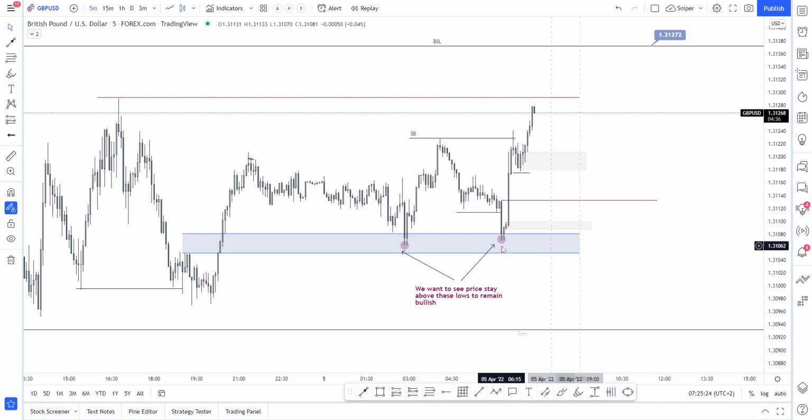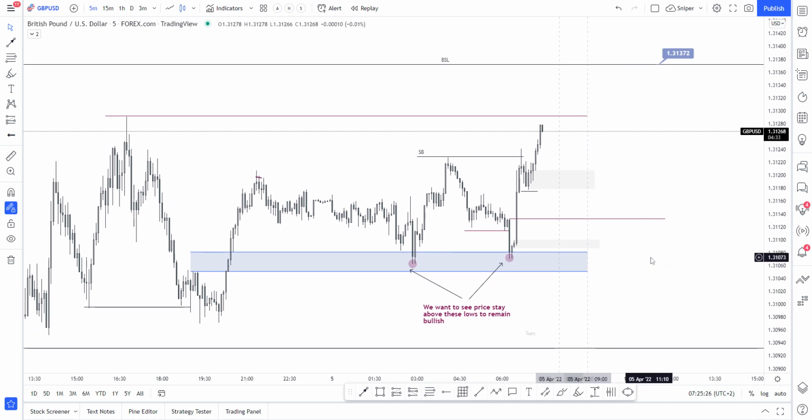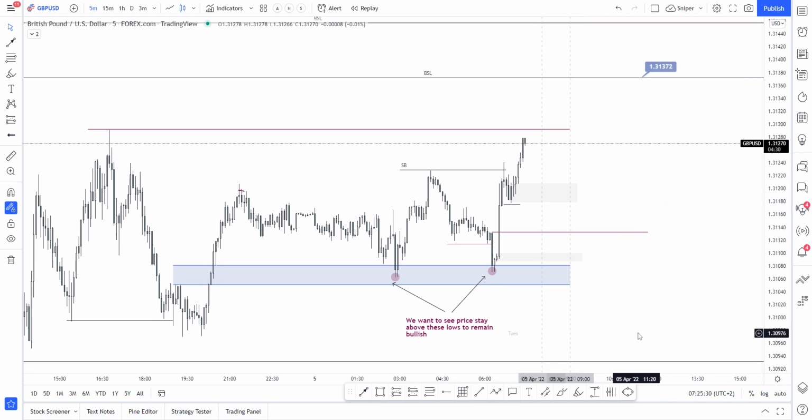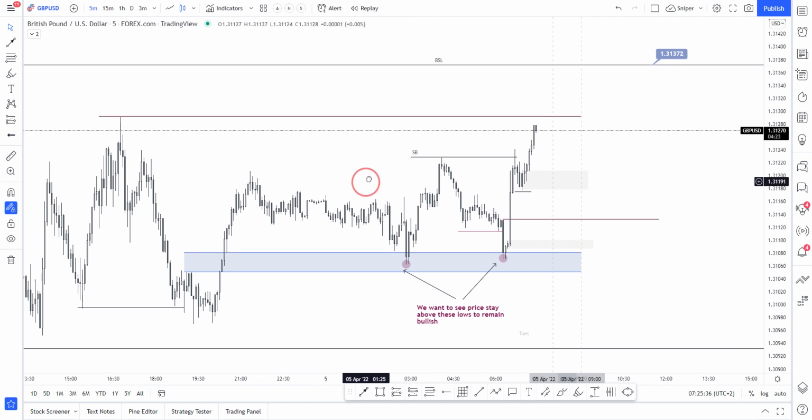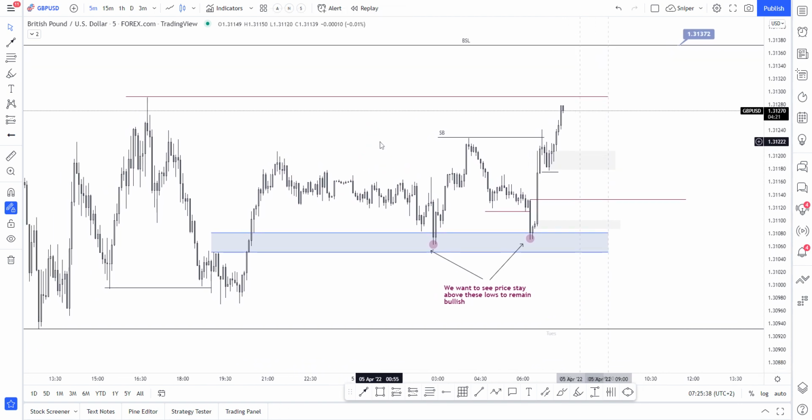Okay, so we want to see price stay above these lows. Let's see what happens around the session opening. Remember, the session openings can be quite hectic. If we have a lot of news aligned with the session opening, we will see a lot of movements, but stay calm, wait it out, wait for the storm to pass, and then only look for entry.